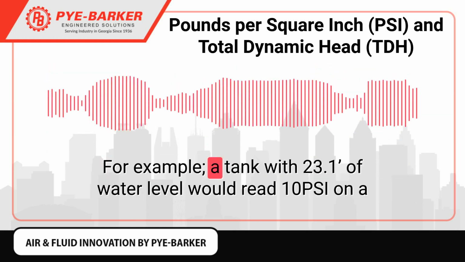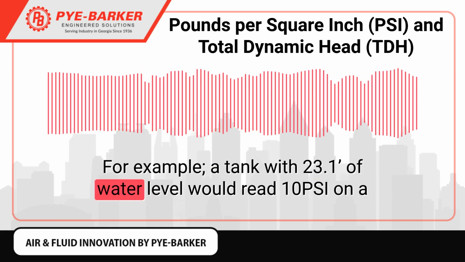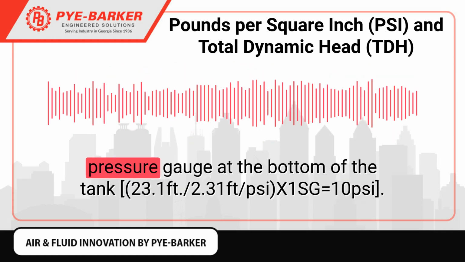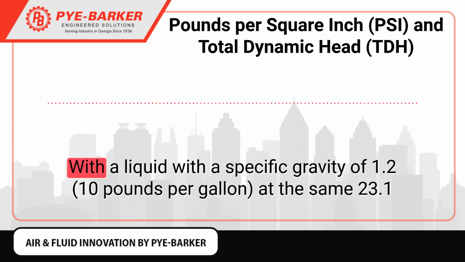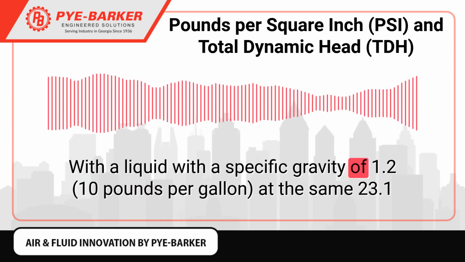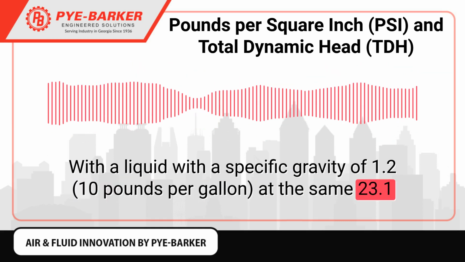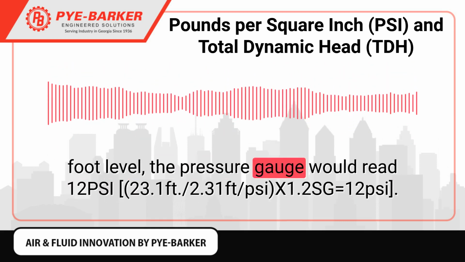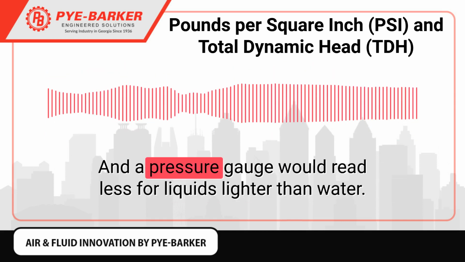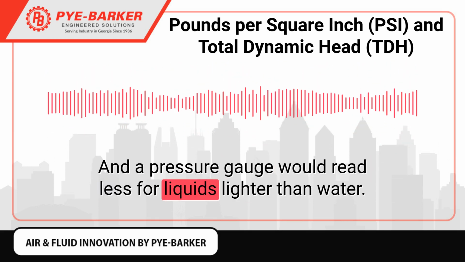For example, a tank with 23.1 feet of water level would read 10 psi on a pressure gauge at the bottom of the tank. With a liquid with a specific gravity of 1.2 at the same 23.1 feet level, the pressure gauge would read 12 psi, and a pressure gauge would read less for liquids lighter than water.